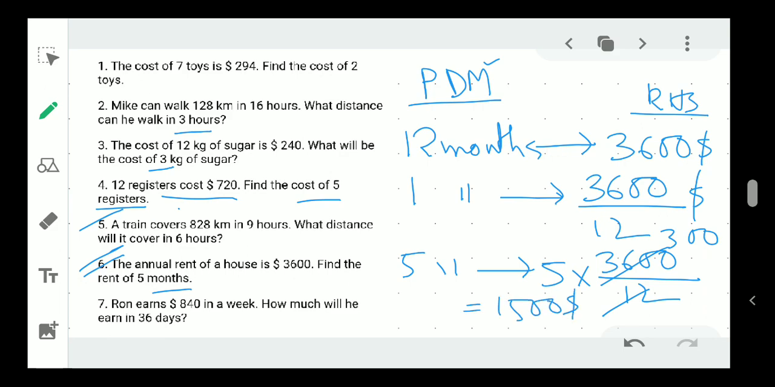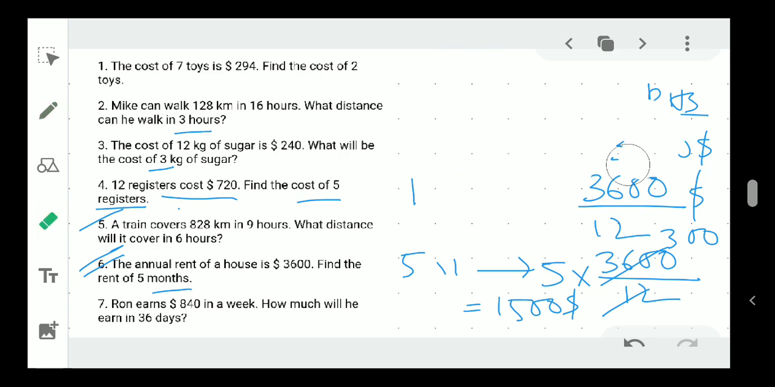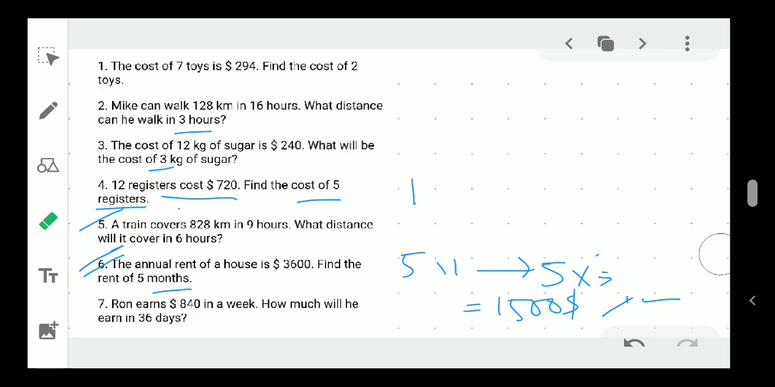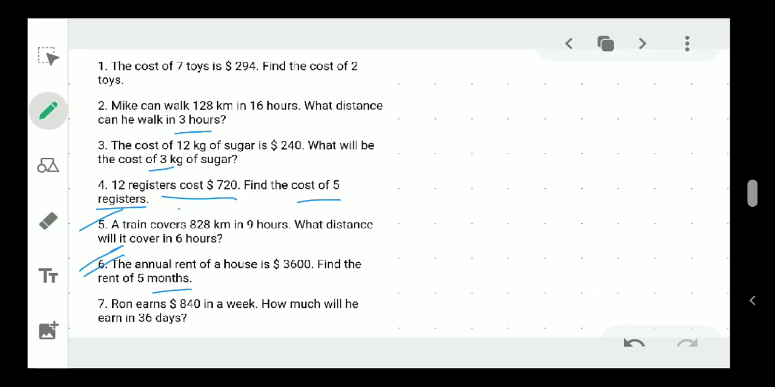Okay, it's easy now. See, now the more you practice, the easier it will be for you. So 2 things you have to remember. The first thing is PDM, that is if there is the relationship of proportionality, you must follow PDM, proportionality division multiplication, and what you have to find out, that will be in your right hand side.